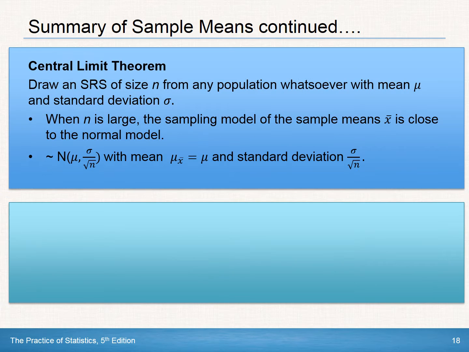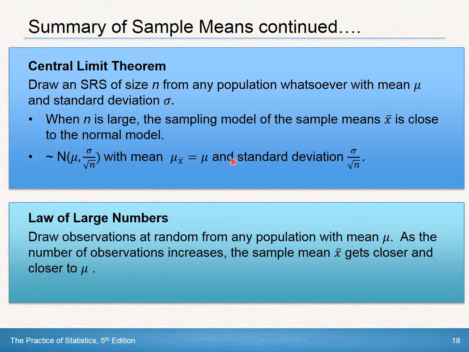Sample means. What was the central limit theorem? The central limit theorem stated, if I draw a simple random sample of size n from the population with mean mu and standard deviation sigma, and if n is large, specifically greater than 30, the sampling model of the sample means x bar is close to normal. So basically that's just saying if your samples are greater than 30, then your sampling distribution is going to be approximately normal. This is your notation for that: approximately normal with a mean of mu and standard deviation of the population standard deviation divided by the square root of n. Same formulas that we just talked about with your mean and standard deviation.